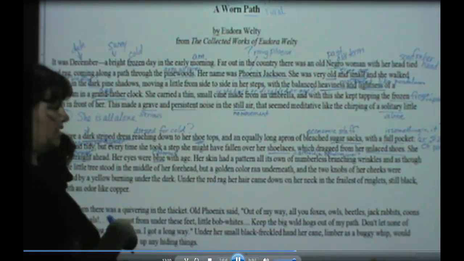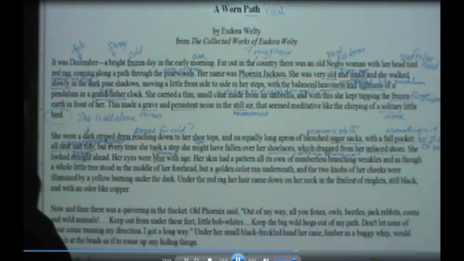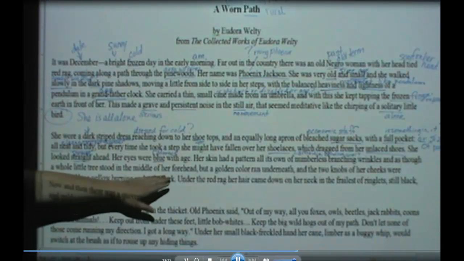Her skin had a pattern all of its own of numberless branching wrinkles, and as though a whole little tree stood in the middle of her forehead.